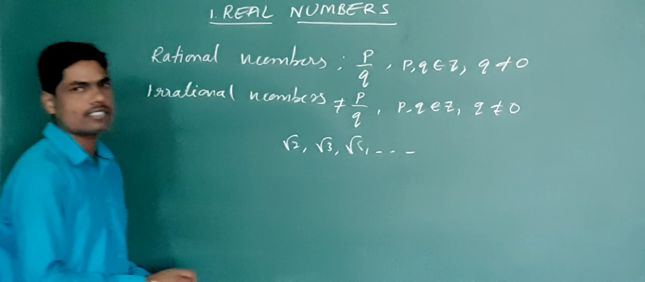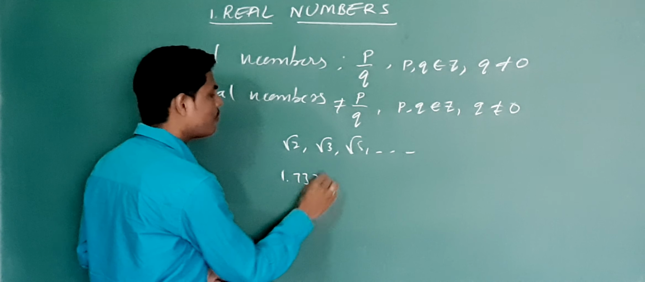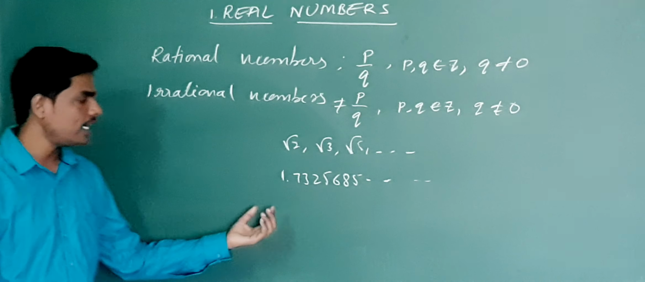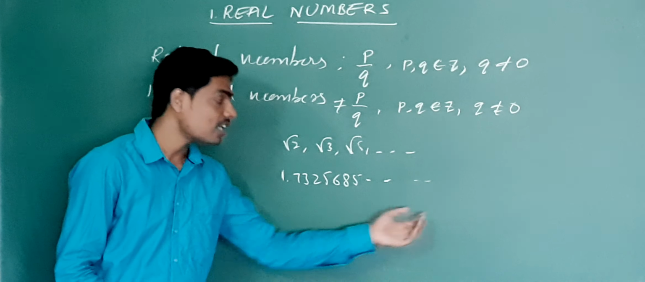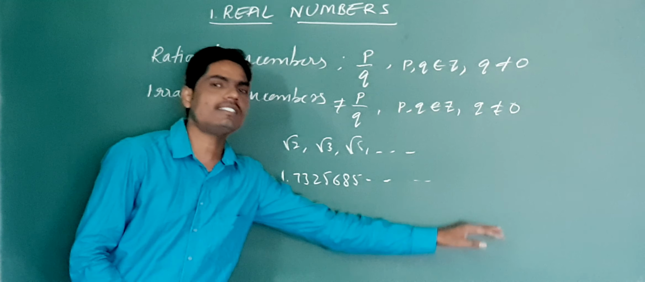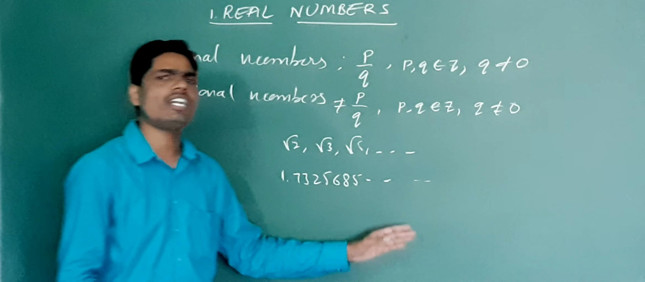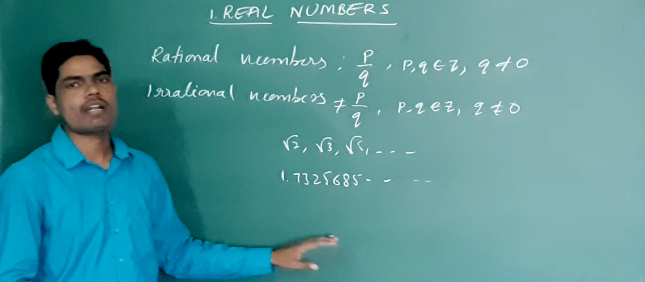Not only like that, numbers such as 1.7325685 and so on. See, if you observe this one, in the decimal portion it is not ending, and continuously you are getting some other digits. That means it is 7, 3, 2, 5, 6. Any other digits also, it is not repeating. So these type of numbers are also called as irrational numbers.